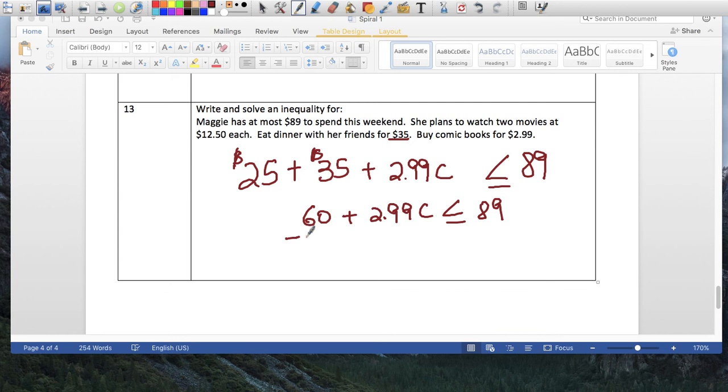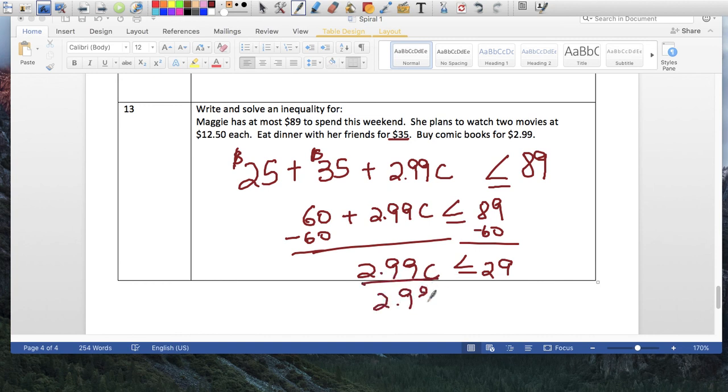Now we get to solve this. It's minus 60 over here. Minus 60, right? So the $89. And basically it's saying that we're going to subtract the movies. We're going to subtract what else? The dinner. So after that, she's going to have $29 left over.